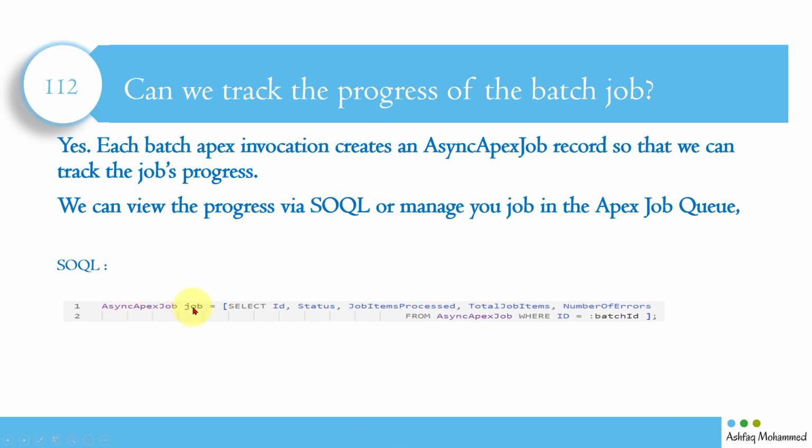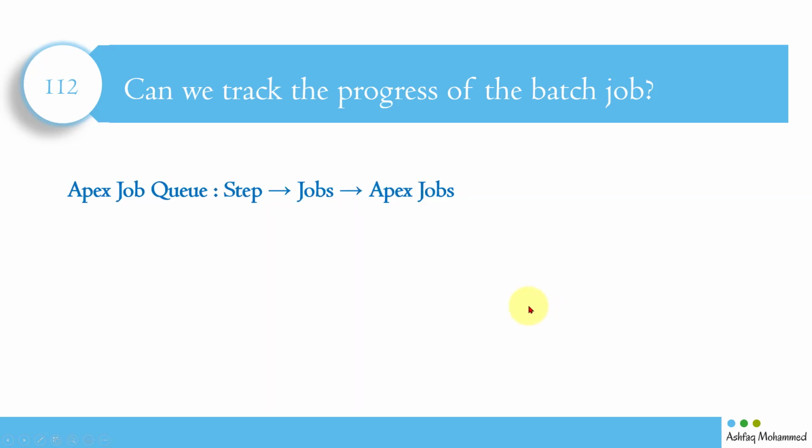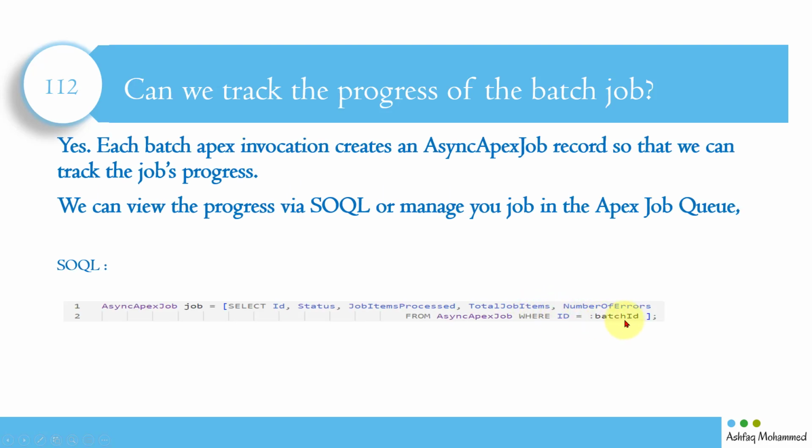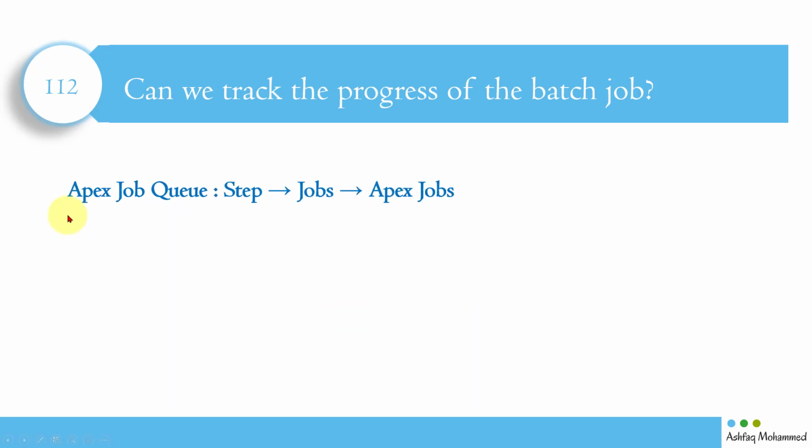AsyncApexJob job equals SELECT Id, Status, JobItemsProcessed, TotalJobItems, NumberOfErrors FROM AsyncApexJob WHERE Id equals batchId. This is what I was saying: you can use this query in the finish method, and then send an email to the administrator or any concerned person saying this is the number of errors we have in this job. This is how we can track.